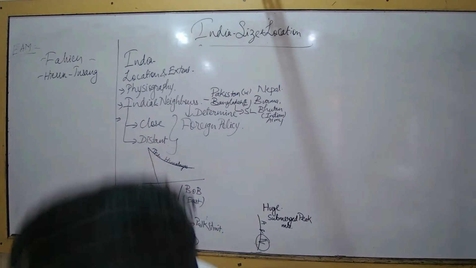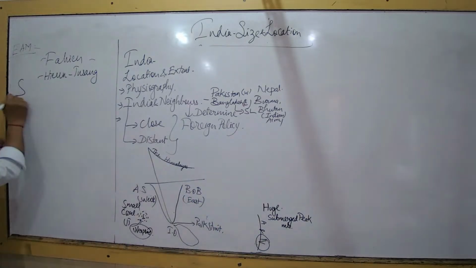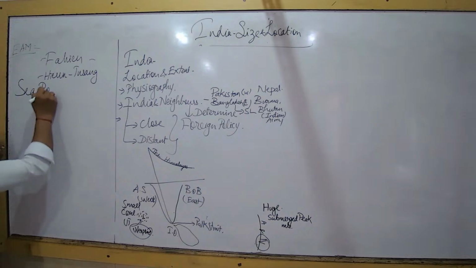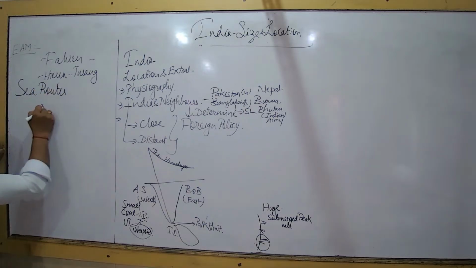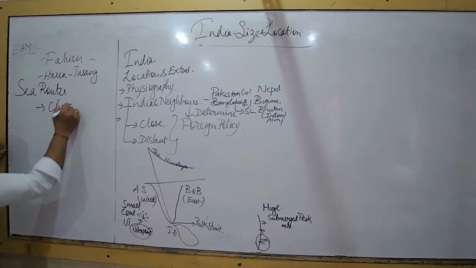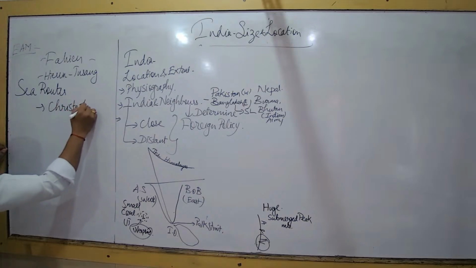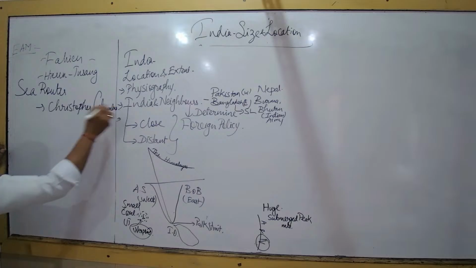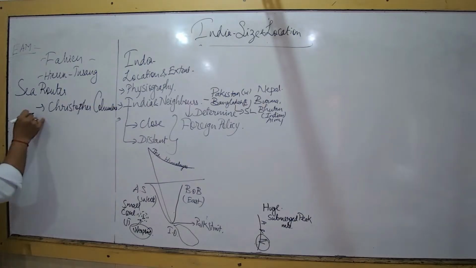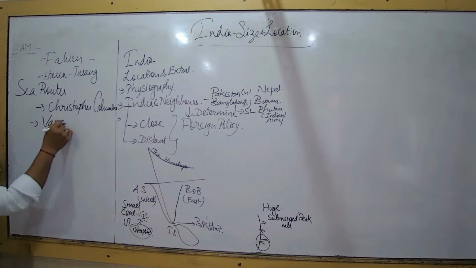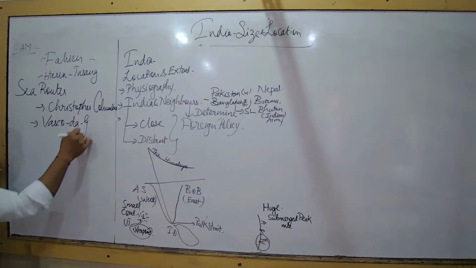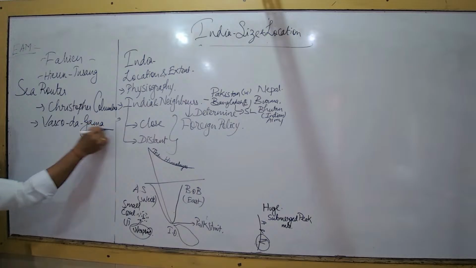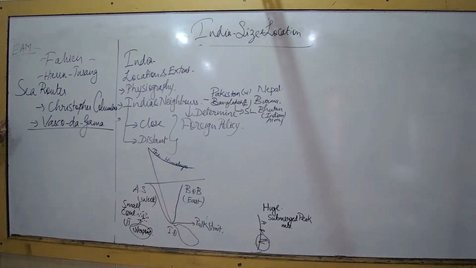Then came the person who found out the sea routes, because India was not connected. So the first to come was my favorite fellow. Why favorite? Because he only discovered America. That is the reason. Christopher Columbus. And then came our person, Vasco da Gama. Went to the drama without his pajamas. Something like that. But don't forget these two names and these two names.